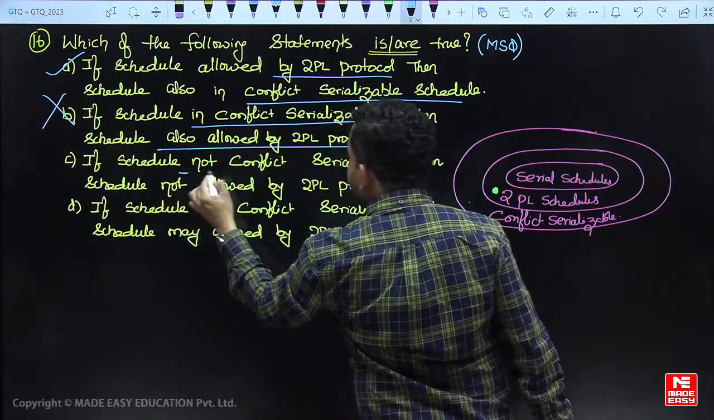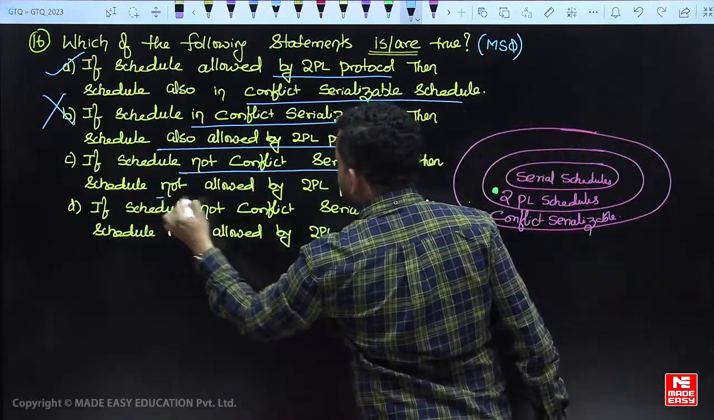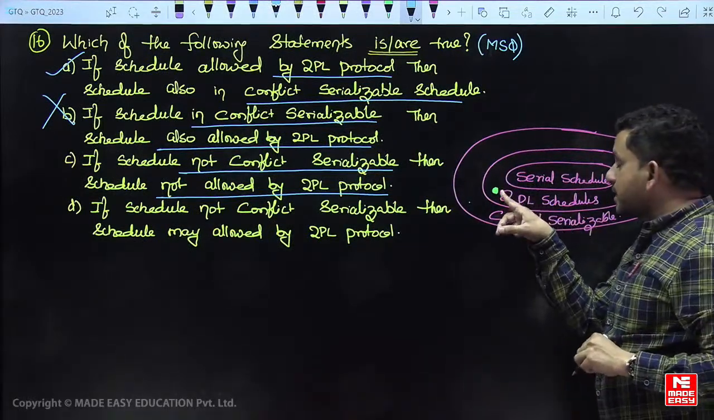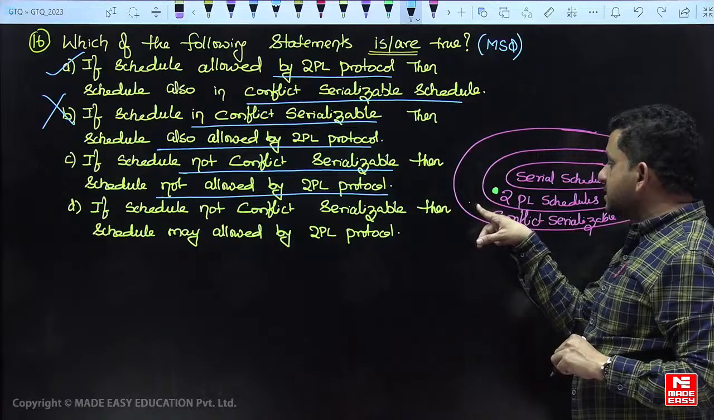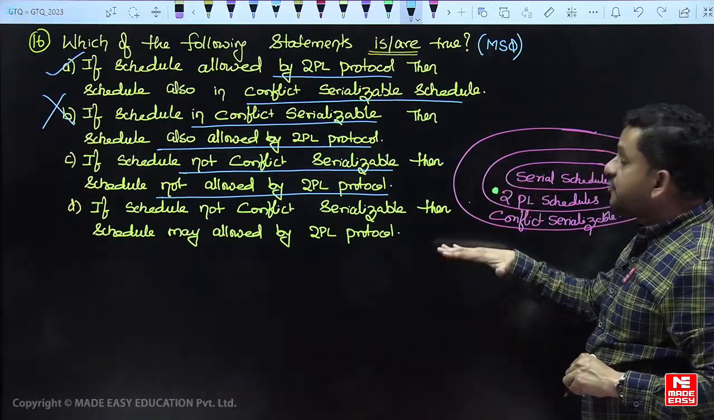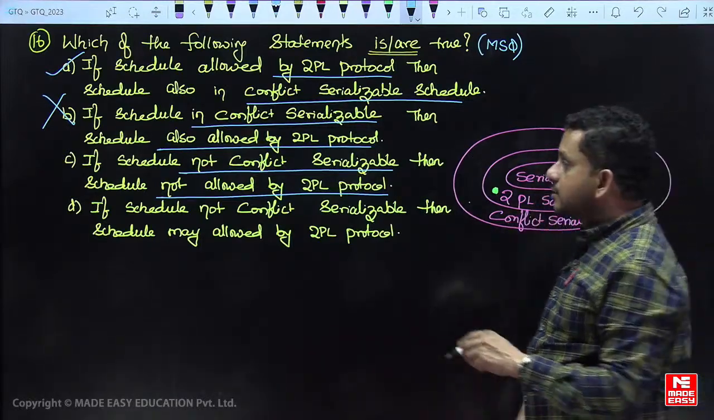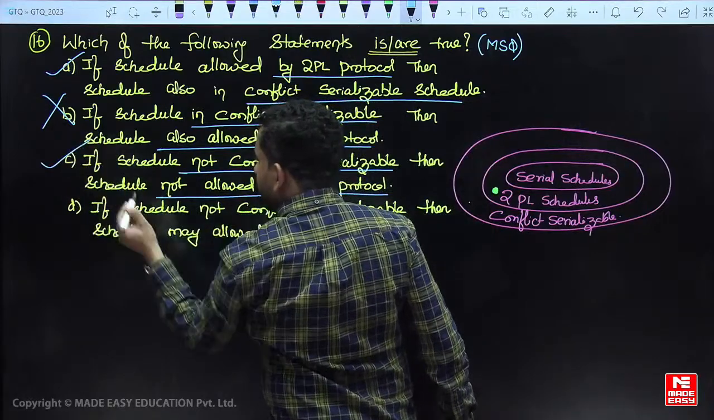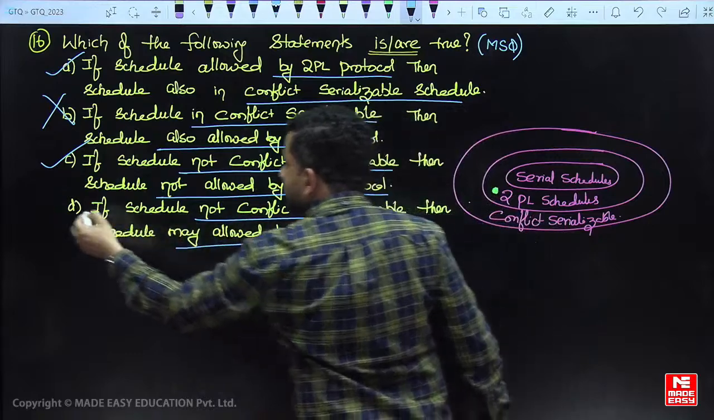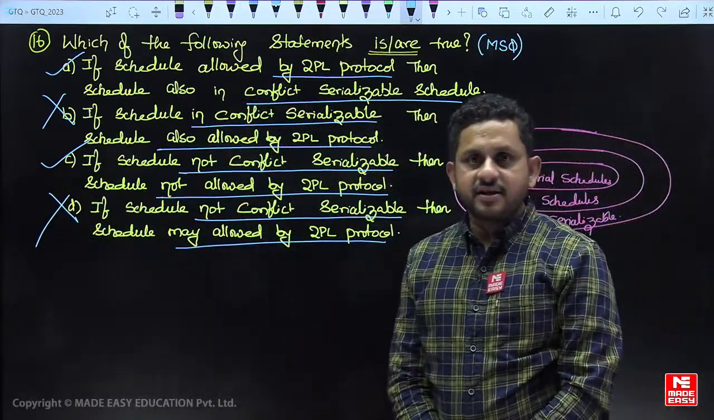If a schedule is not conflict serializable, it is not allowed by 2PL, which is also true, because the expressive power of 2PL is a subset of conflict serializability. If a schedule is not even in conflict serializability, it is out of 2PL also. So it is also a true statement. And if a schedule is not conflict serializable, it may be allowed by 2PL is a false statement. So the answer to this question is A and C.